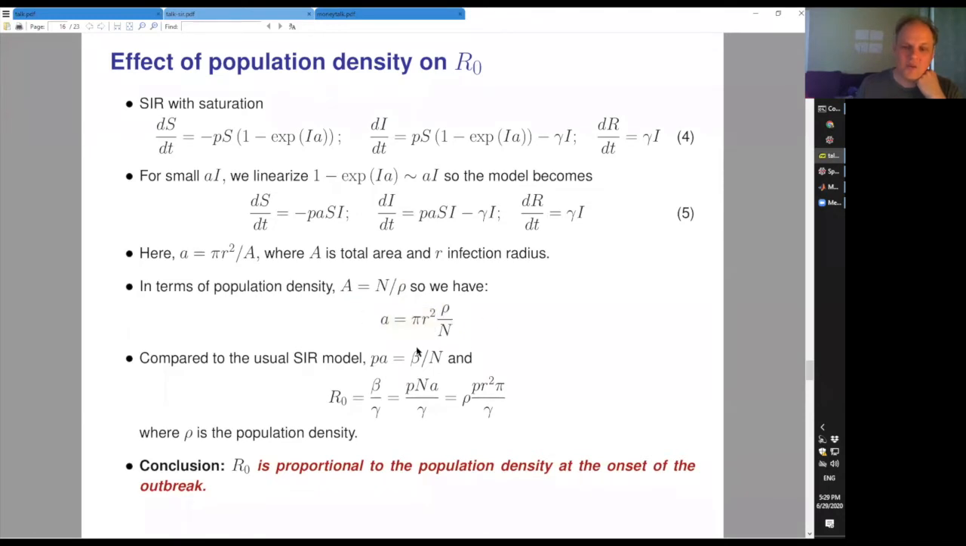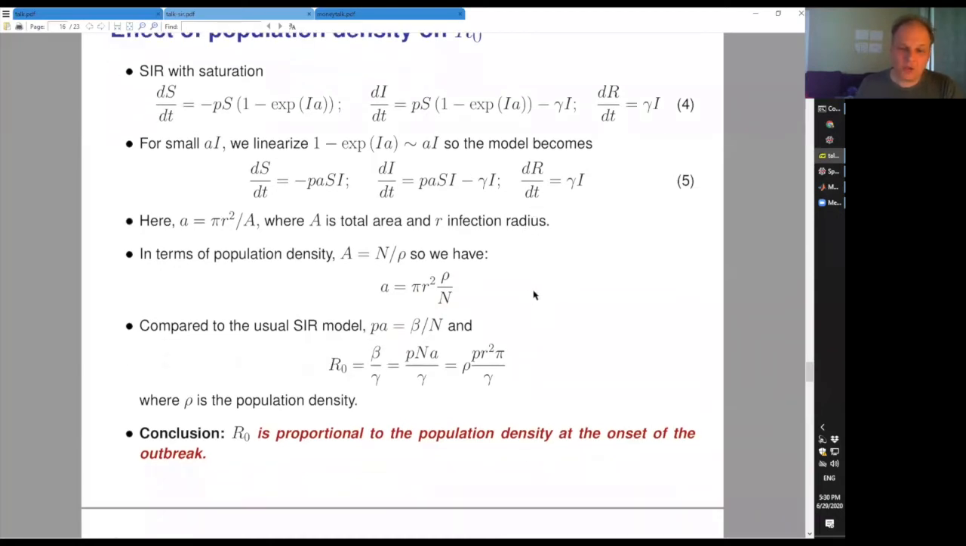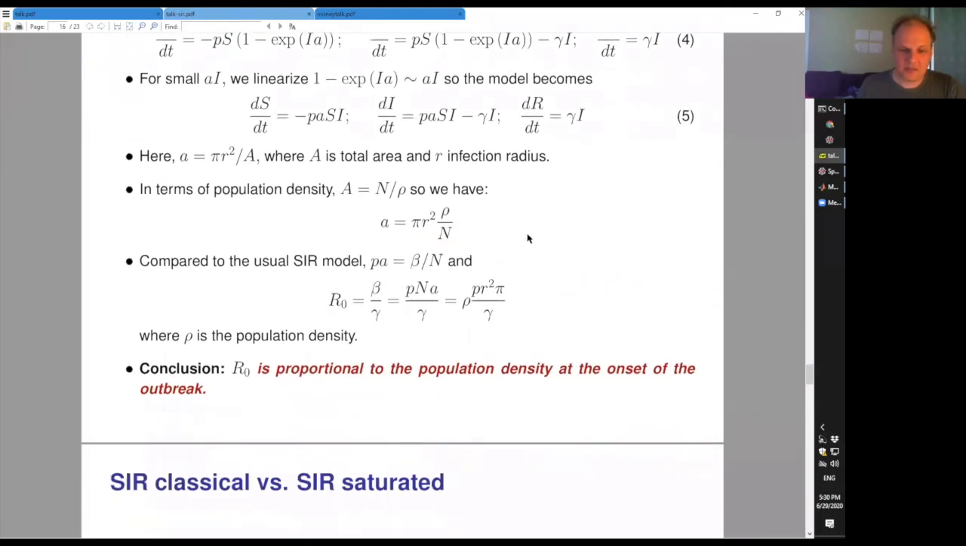So when you write it in terms of density and you compute what R0 is, you find the following formula for R0. There's the density that goes right in there. So it's going to be the density times something, right? So essentially R0, at least for this model, scales with the density. It's proportional to the population density, at least at the onset of the outbreak. So that's the conclusion.